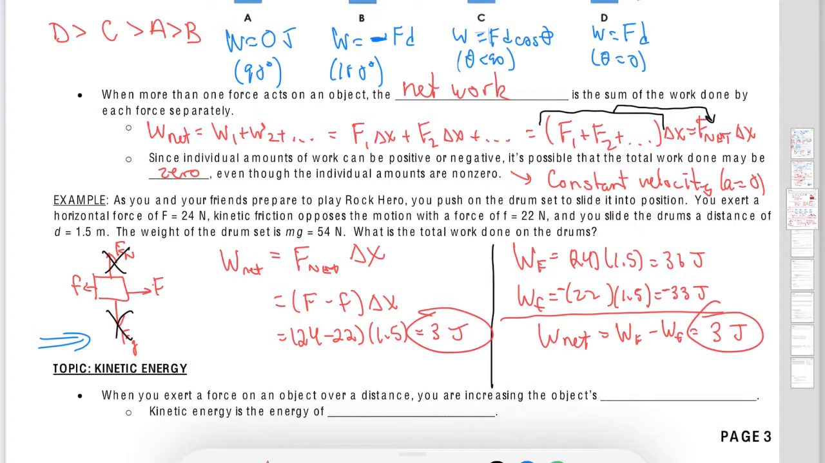Alright, so in the next video we're going to focus our efforts towards kinetic energy, and then we're going to talk about how kinetic energy is related to work, and then we'll move on to the other forms of energy.